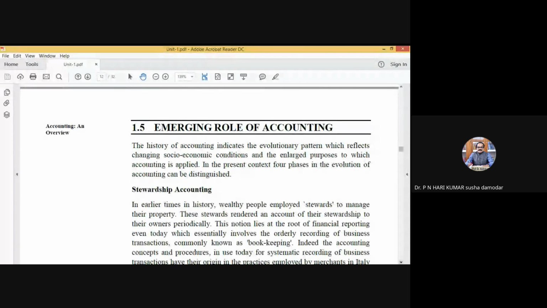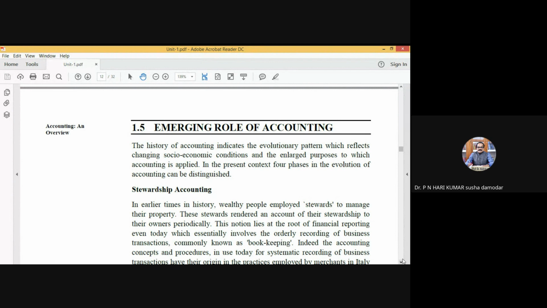So stewardship accounting is the first phase of accounting, or accounting emerges in the form of stewardship accounting. In this type of accounting, some of the wealthy people employed stewards to manage their property. Wealthy people employed somebody else to manage their property. So in order to manage the biggest properties, a large amount of properties, they will follow the accounting principle. That is why this is the oldest form of accounting, stewardship accounting.